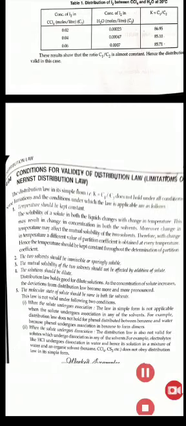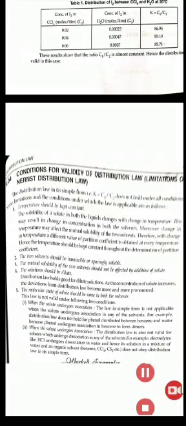First, when the solute undergoes association. The law, in simple form, is not applicable when the solute undergoes association in any of the solvents. For example, distribution law does not hold for phenol distributed between benzene and water because phenol undergoes association in benzene to form dimers. Second, when the solute undergoes dissociation.